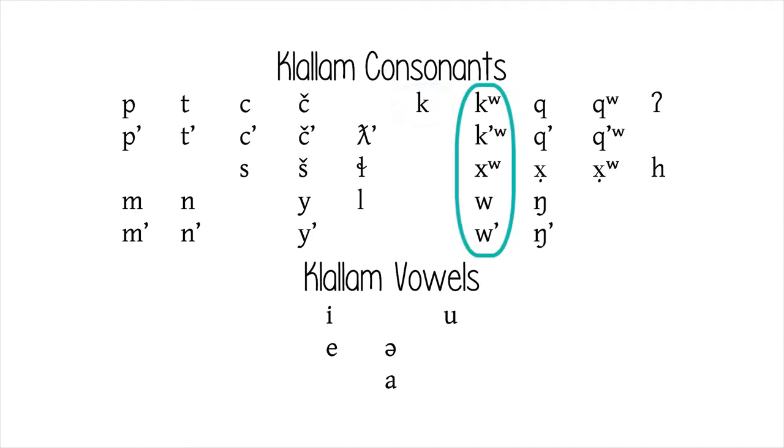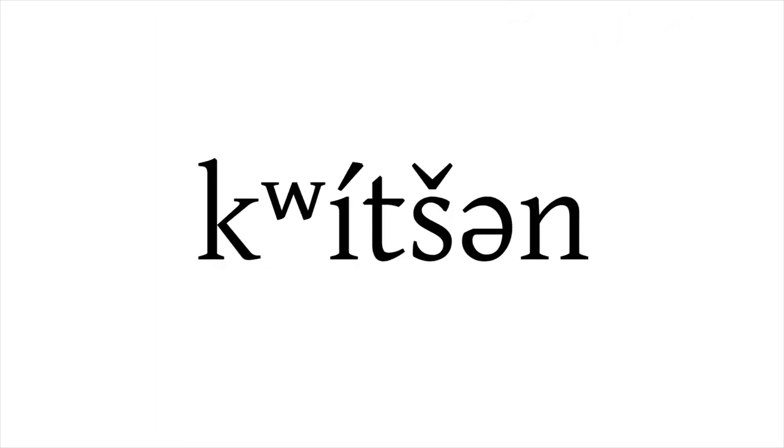K with a raised W, ejected K with a raised W, X with a raised W, W, glottalized W. These sounds are produced with the lips rounded and the back of the tongue raised towards the back of the roof of the mouth. A K with a raised W makes a Q sound like at the beginning of the word quick. It's in the Klallam word for spring salmon. Quichin.